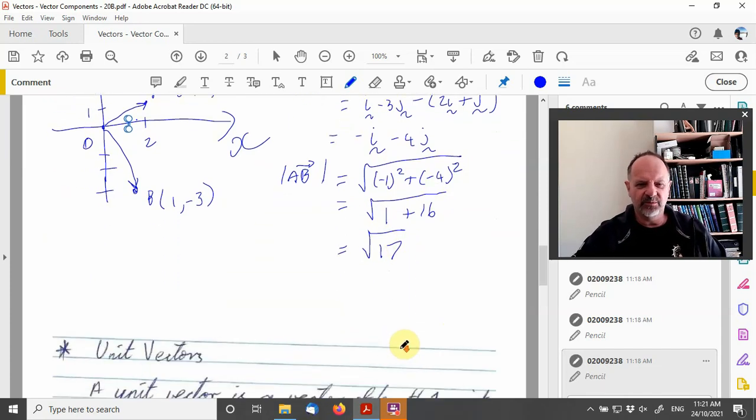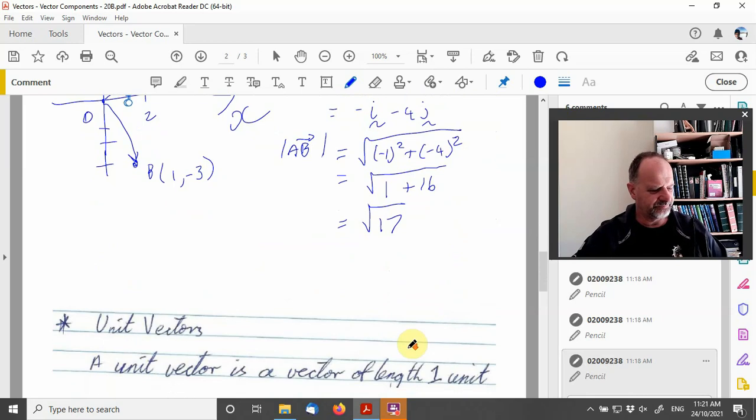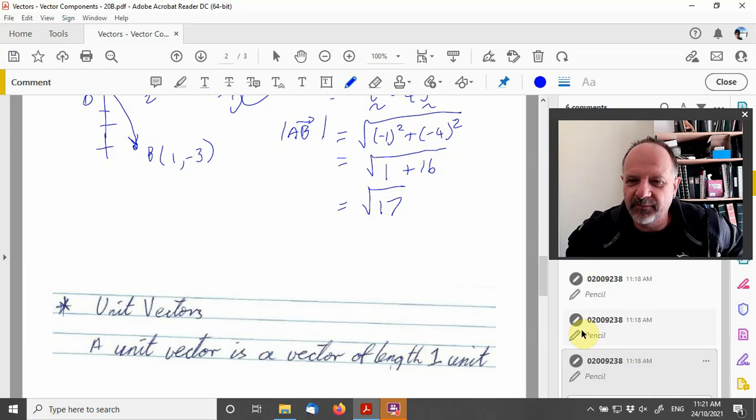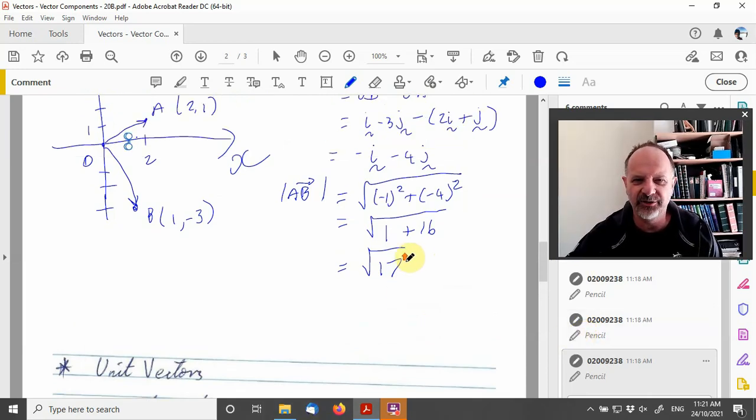So let's have a look what else. Unit vectors. I already kind of touched on this. What are they? Well, unit vectors, as it says there, are vectors of length 1 unit. Now, I already mentioned up the top there that i and j are unit vectors, but we can have any vector being a unit vector.